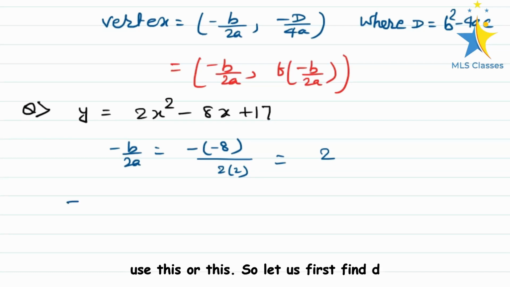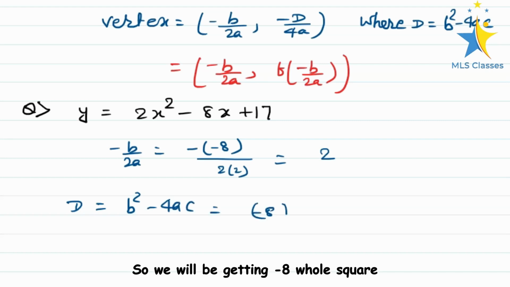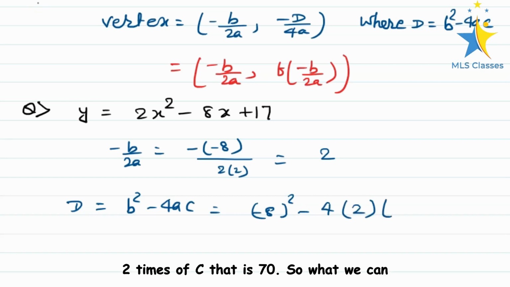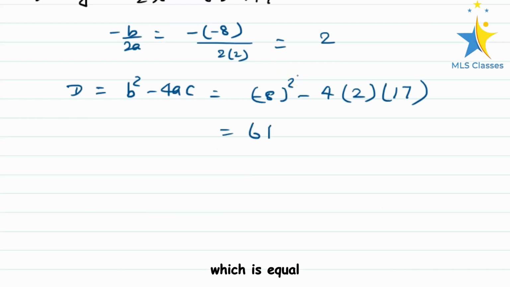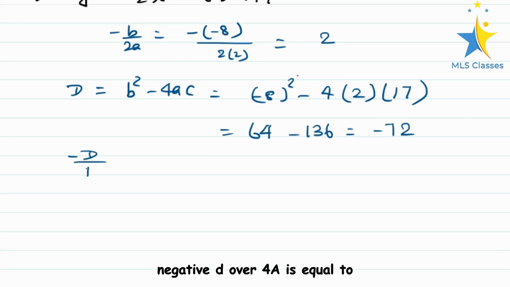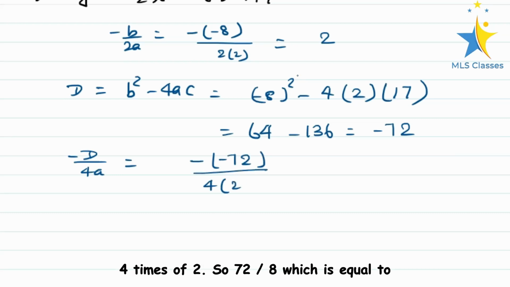So let's first find D. That is b square minus 4ac. So we'll be getting negative 8 whole square minus 4 times 2 times 17. So what we can do from here, that is equal to 64 minus 136, which is equal to negative 72. So we can write negative D over 4a is equal to minus of minus 72 divided by 4 times 2. So 72 over 8, which is equal to 9.